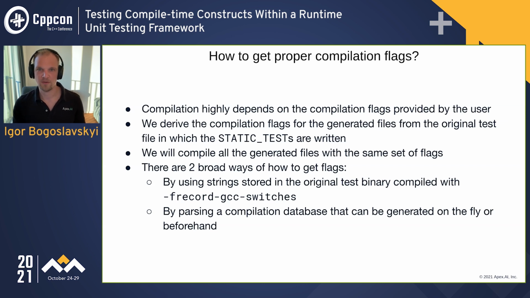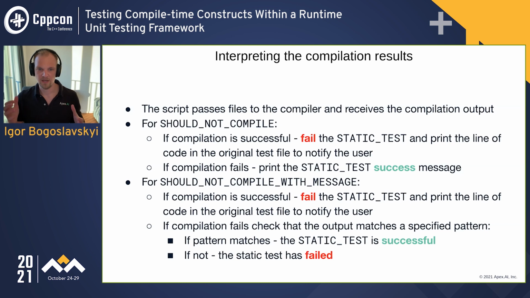And the last thing that we have to talk about here is what it means to fail or succeed in this static test. It's relatively simple. For each should not compile, if the compilation of the file that it generated is successful, then the static test fails, and we get the message that we've discussed before. And if the compilation fails, it's vice versa. We print the static test success message, and everybody is happy.